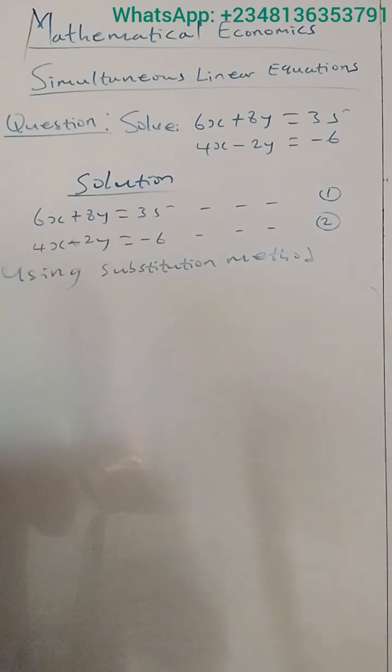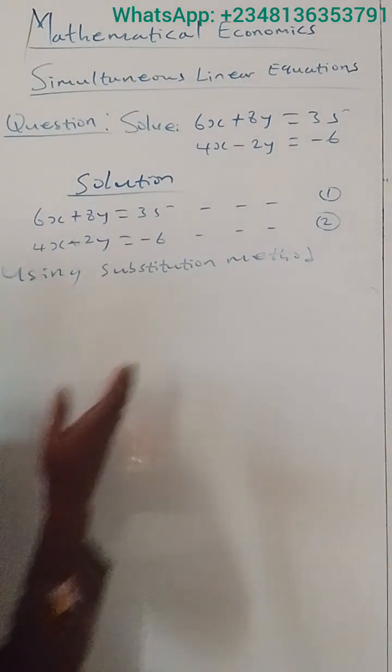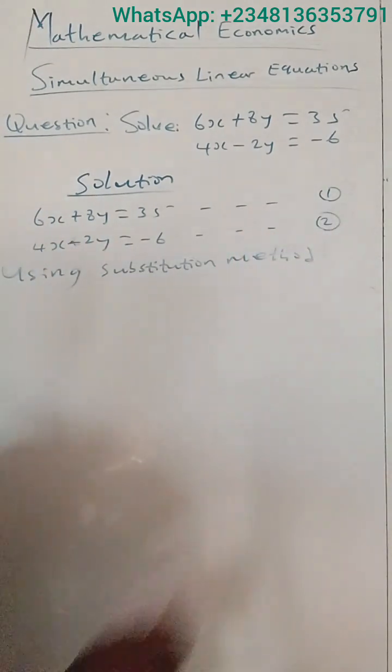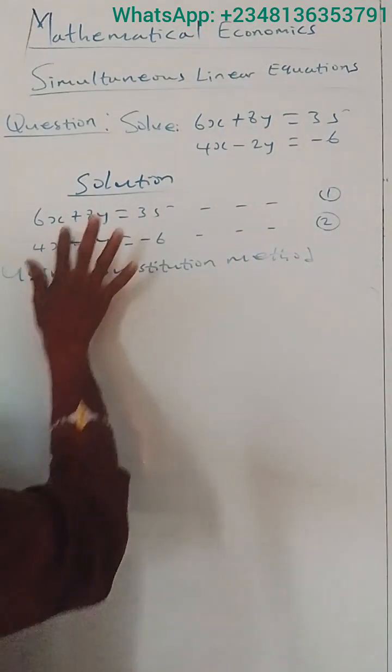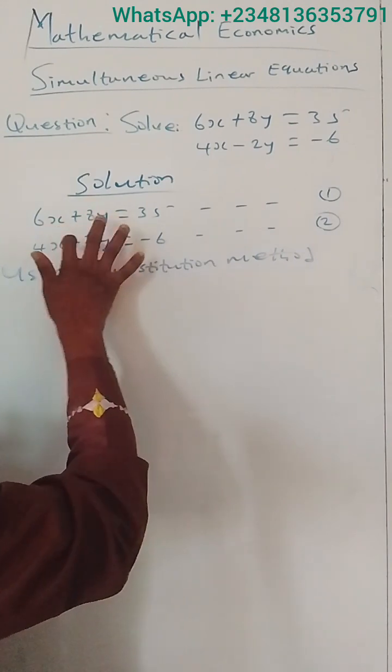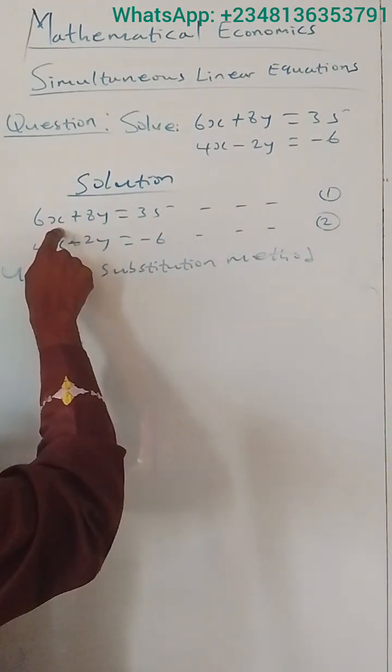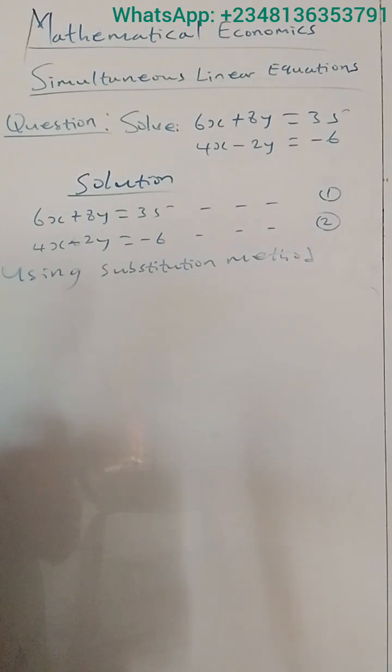If I am applying this substitution method, what it simply means is that I will need either x or y as subject of formula in either of the equations. I can choose equation 1 and make x the subject of formula or y the subject of formula. If I do that, I now substitute whatever equation I get into the second equation. So let's see how it works.